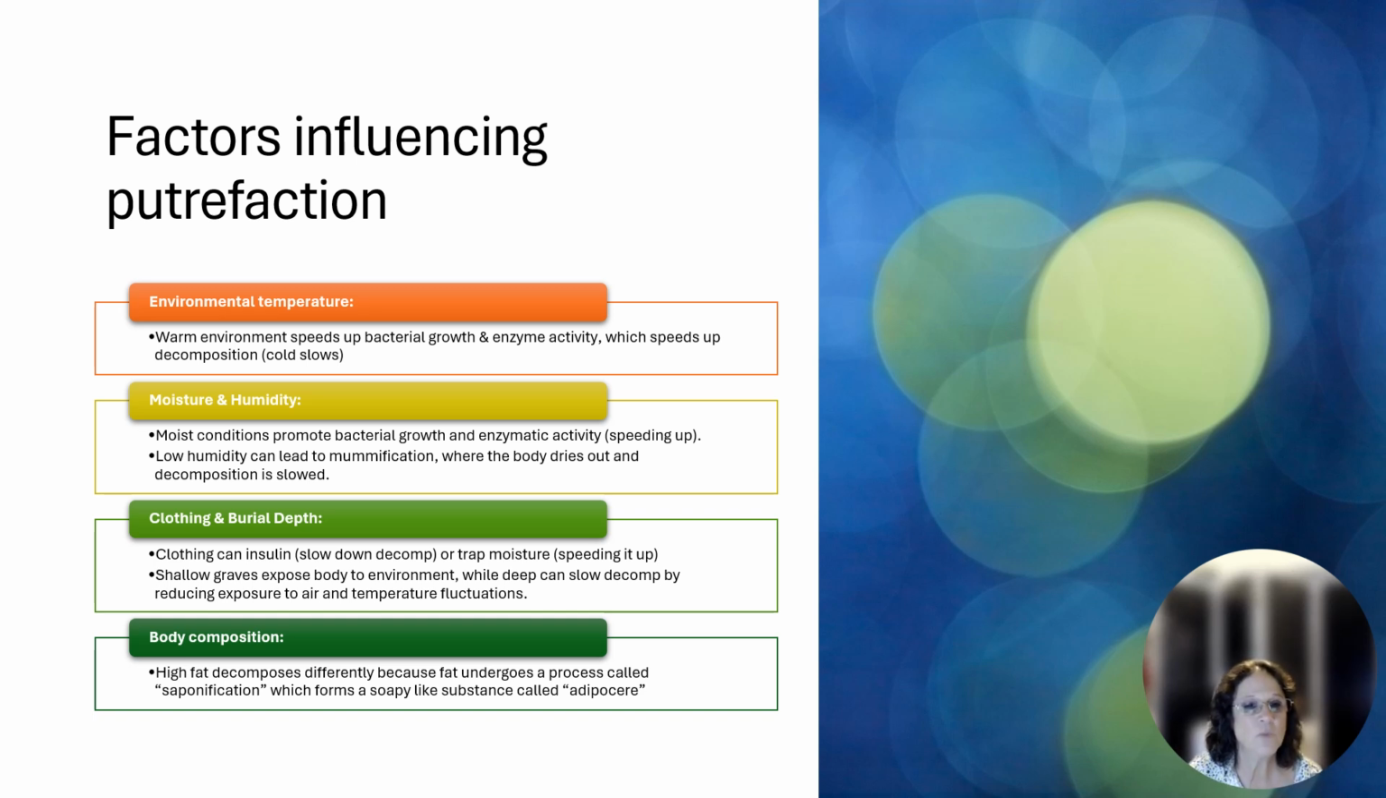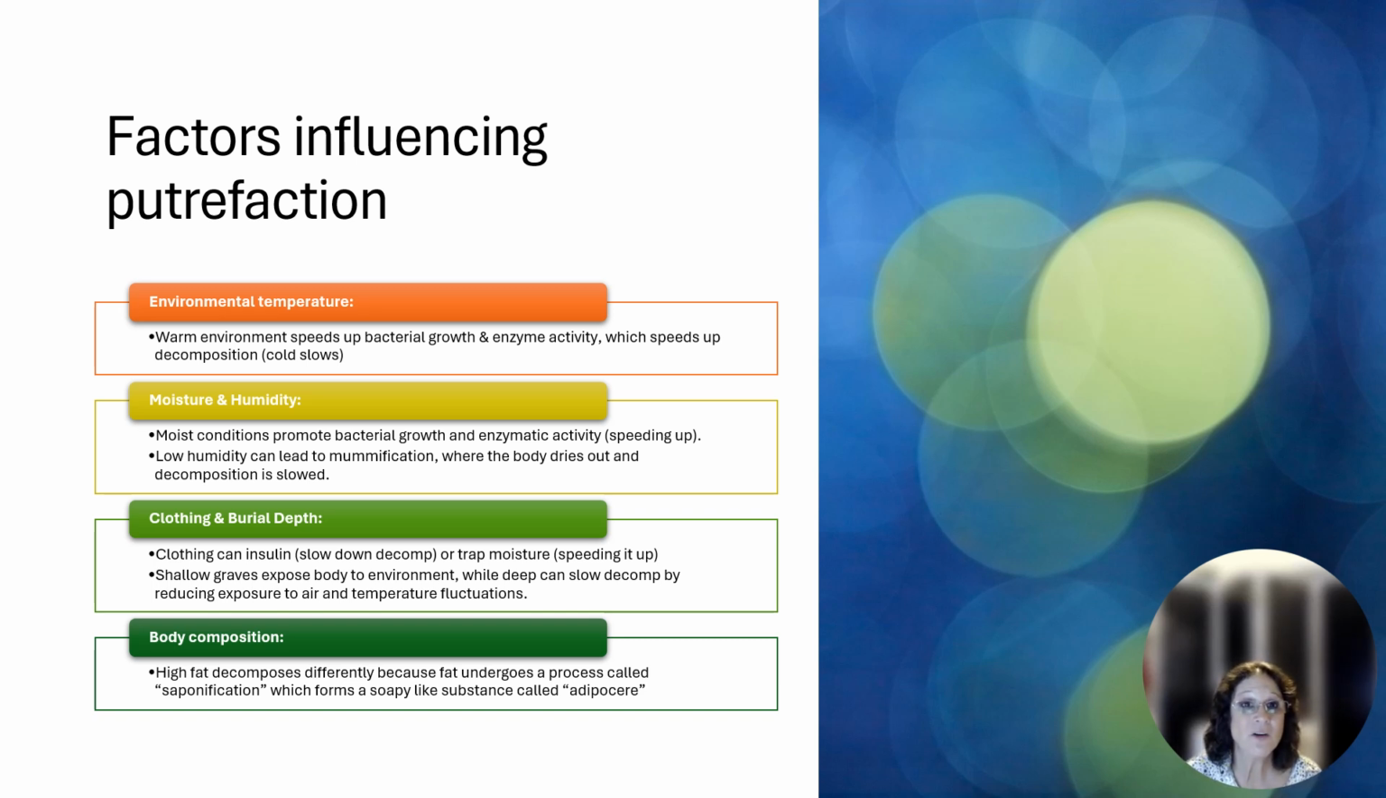Moisture and humidity. Moist conditions, bacteria love them. This is one of the reasons why in living people we try to keep things clean and dry, because otherwise we let bacteria grow there. So moisture and humidity speed up bacterial growth as well. Low humidity can actually lead to mummification. You're in a dry environment, all the moisture gets sucked out, and the decomposition is actually slowed down a bit, because you get turned into a mummy instead of becoming a liquefied pool.